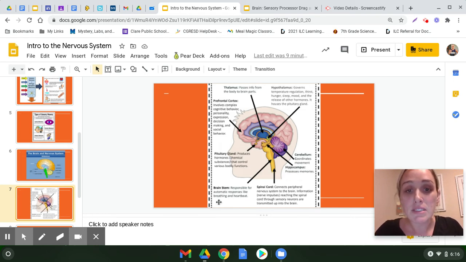And then the brainstem is responsible for automatic responses like breathing and heartbeat. Remember, I told you how breathing is voluntary until you do something like hold your breath until you pass out, and then breathing becomes an involuntary act because of the brainstem. The spinal cord connects the peripheral nervous system to the brain. So that spinal cord is the highway, and it helps send all of those sensory memories to the brain.